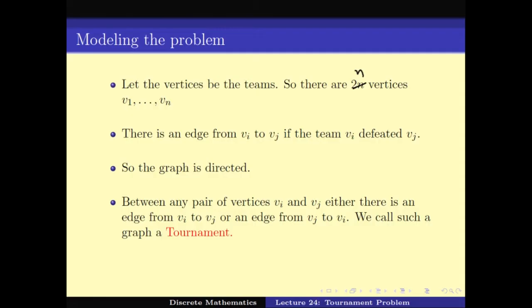Such a graph is called a tournament. A tournament is a graph where between any two vertices there is an edge, but the edge is oriented, or in other words, the edge is either in one direction or the other, not in both. The question is: is there a path where every vertex appears exactly once? Now, why is it the right question?